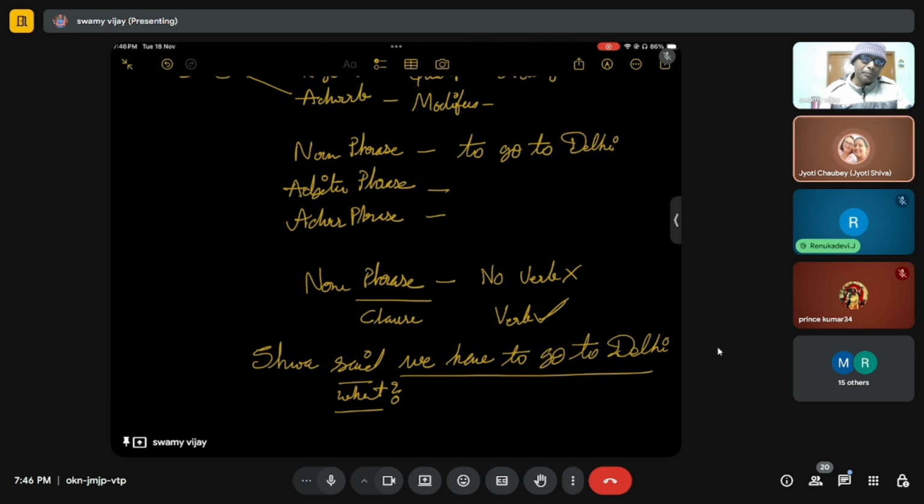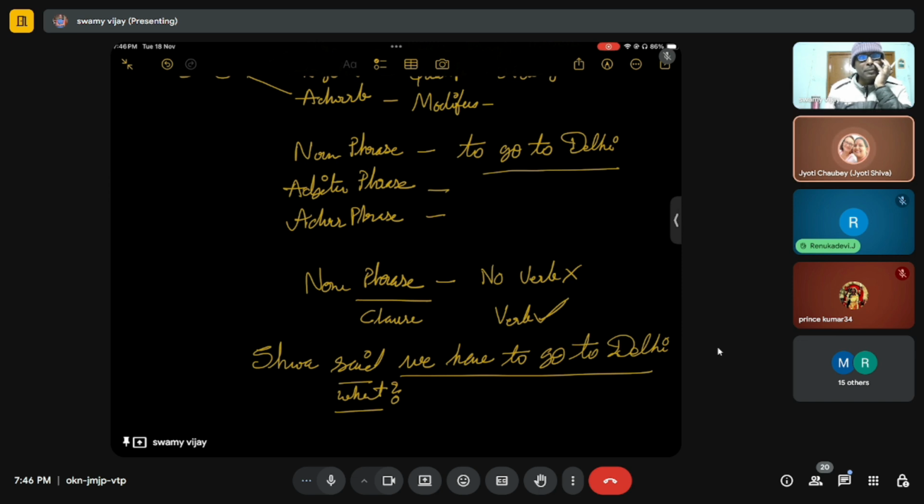Sir, can "to go to Delhi is difficult" be a noun clause? Can it be a noun clause or not? To go to Delhi is difficult. But here he said what? If we ask a question, where is it difficult to go, then it will become an adverb clause.